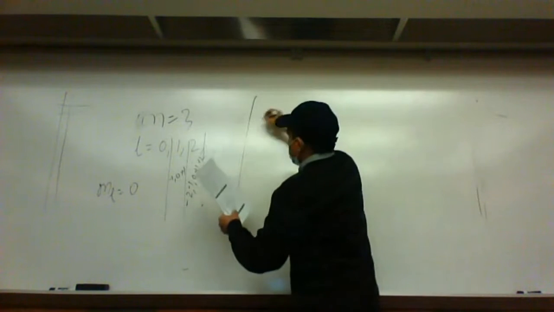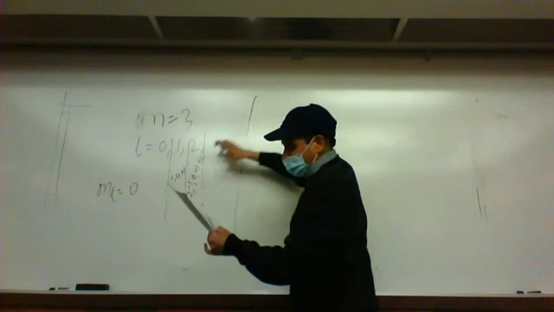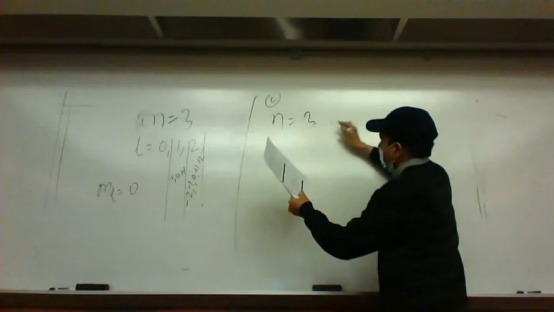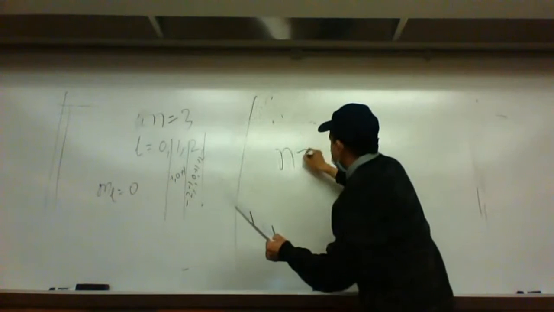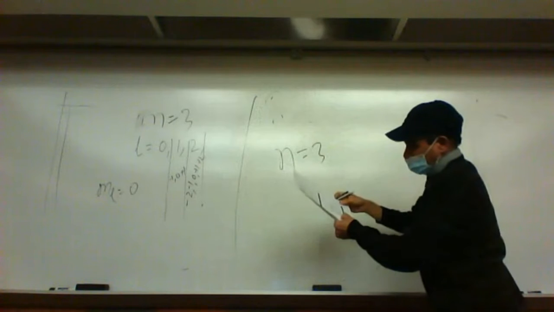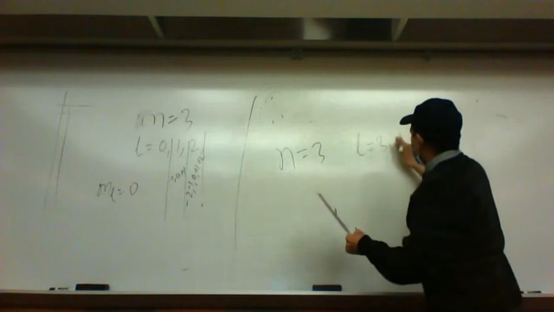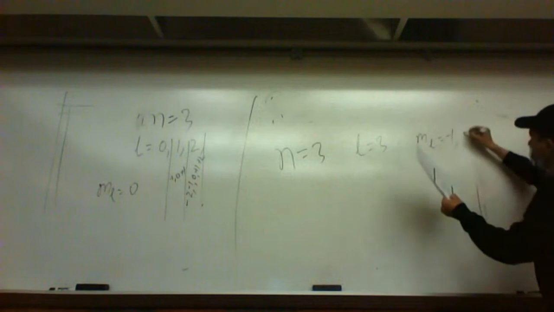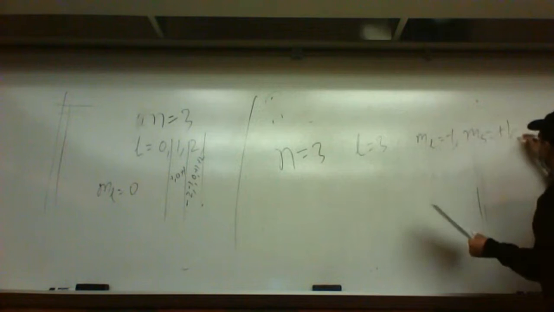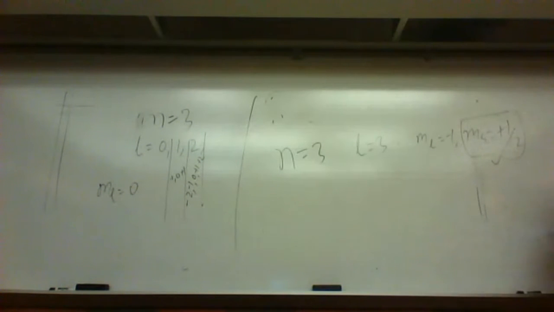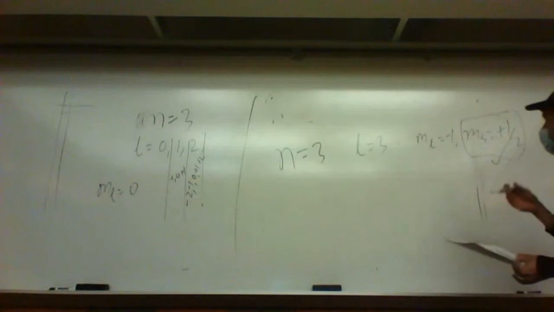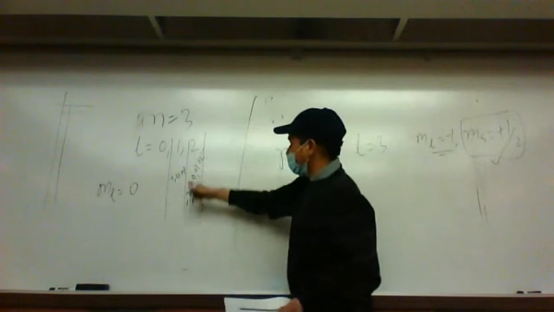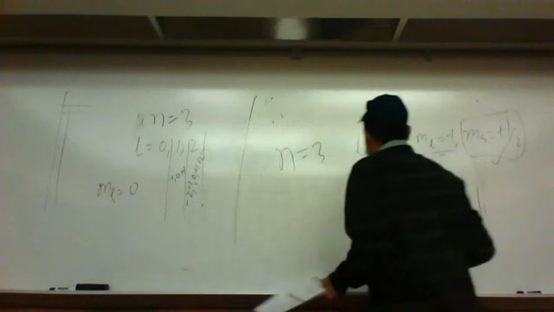N is equal to 3. For N equals 3, all the quantum numbers are these. In number C, N is equal to 3, and I think L is equal to 3, and ML is equal to minus 1, and then MS is equal to plus half. MS equal to plus half is good. MS can be minus half or plus half, right? Now ML is equal to minus 1. ML equal to minus 1 is somewhere there, right here: minus 2, minus 1, 0, right? This is good.